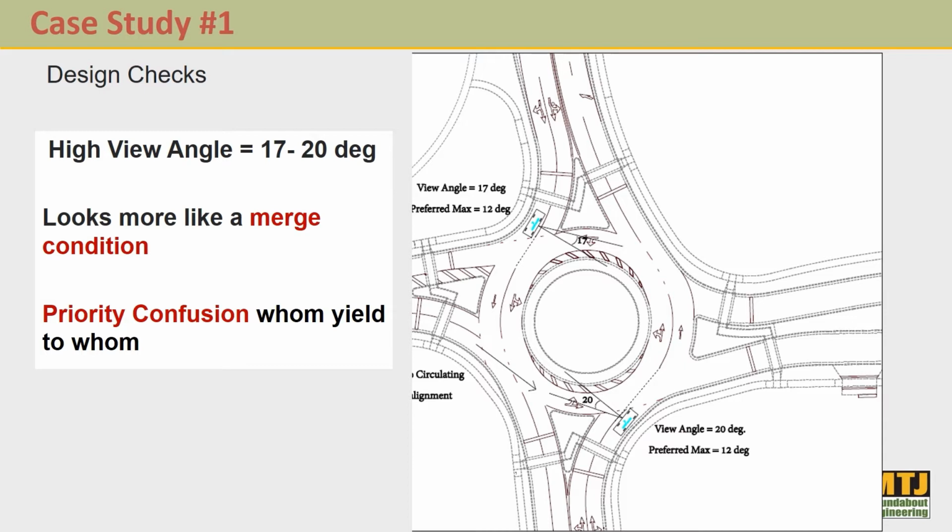This is in Ohio, a project I was asked to be involved with. We look at the original design. It has a high view angle, 17 to 20 degrees. We like it to be closer to 10 to 12 degrees. And when these entries are flatter, it looks more like a merge condition, and people have less yielding behavior and more merging behavior.